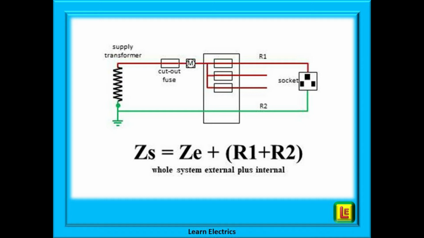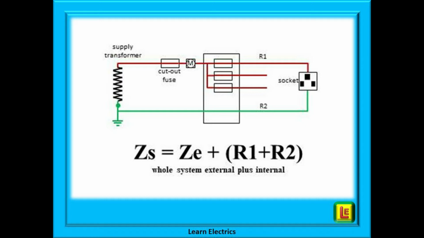During an earth fault, current will flow from the supply transformer through the consumer unit and the fuses or breakers, around the circuits, and a socket circuit is shown here, back along the earth conductor to the transformer, where it is re-energized and recirculates until the breaker operates.